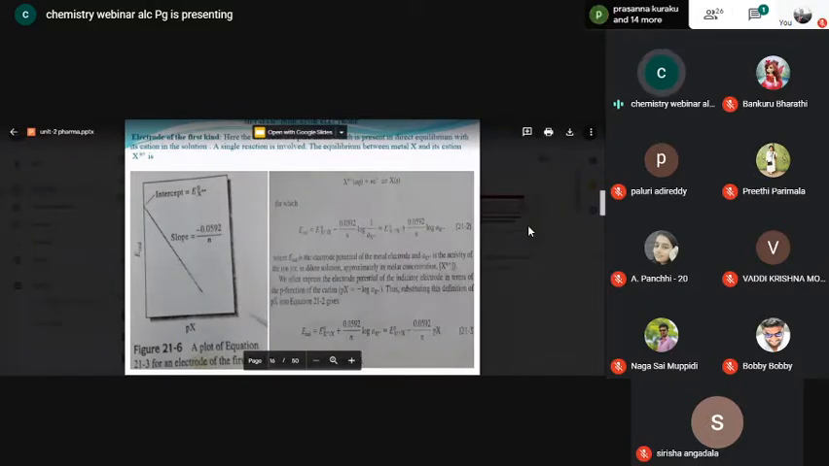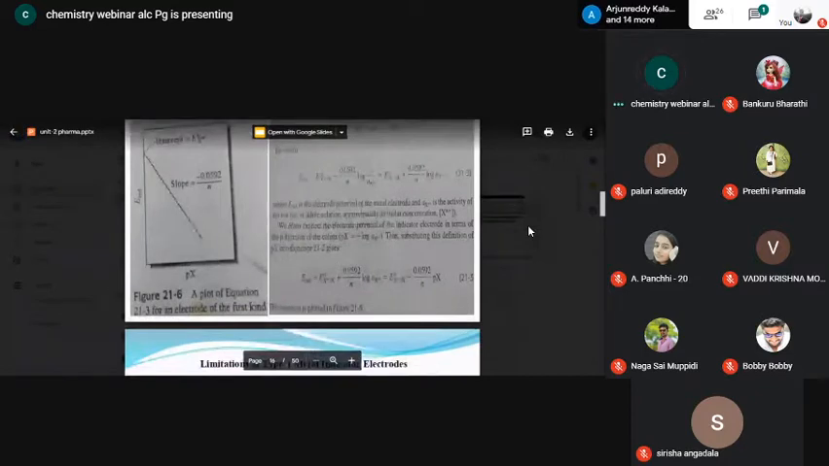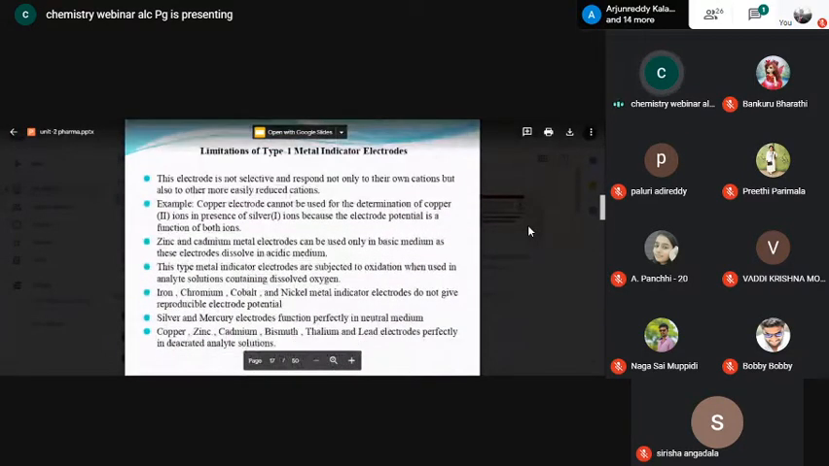Okay, and I already told you that all these equations are just derived using our Nernst equations or formulas. And when you observe the graph, you are observing a negative slope. That also you have to keep in mind. Okay, so this is all you have to write here regarding the electrodes belonging to the first type, as we have discussed earlier. Now let us look into the limitations of the type 1 metal indicator electrodes.